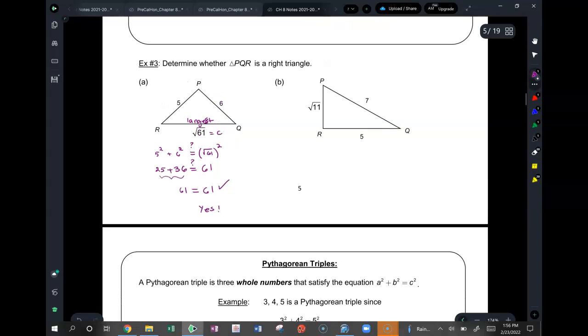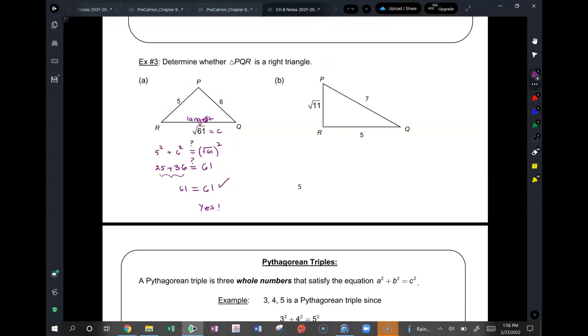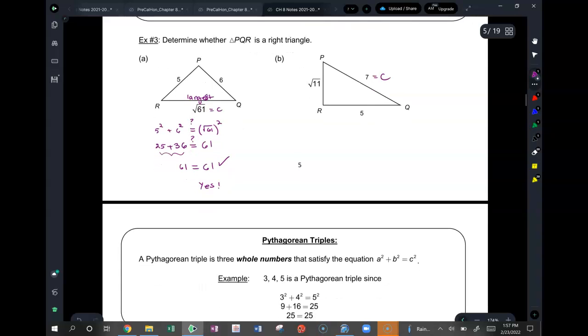Okay, next. Root 11. What's the closest root you know? Like a perfect square. Root 9 is 3. Root 16 is 4. So this should be between 3 and 4. Or if you're doing your homework, plug it into your calculator and you'll see that it's not bigger than 7. So what's C here? 7.